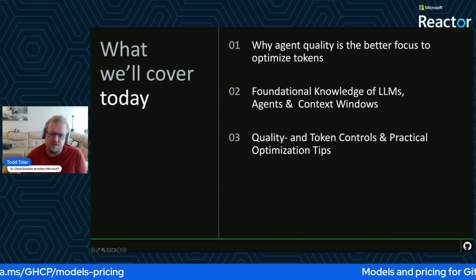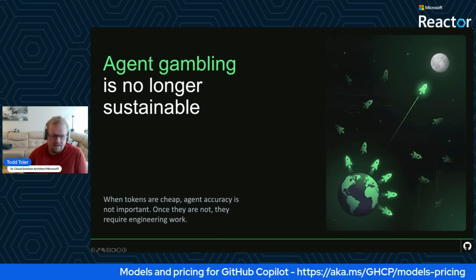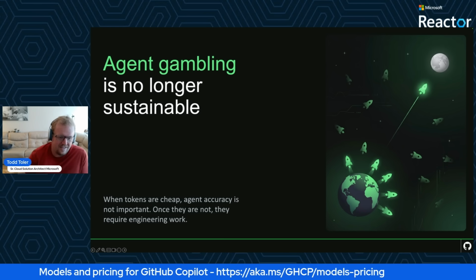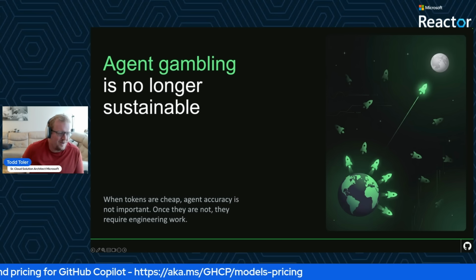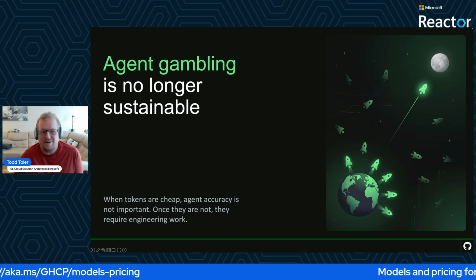The goal here is for you to be better with less. It's kind of the mantra of the post-COVID era, right? Do more with less. I always say that backwards. It's the right way. I said it the right way this time. So anyways, let's start with why agent quality is the better focus.